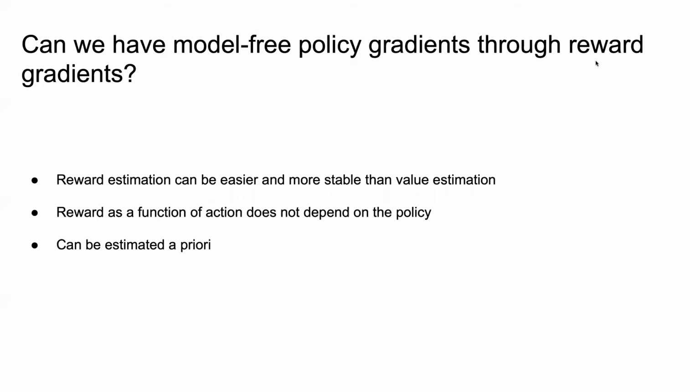Right, so it's a likelihood gradient, it's an action value gradient. How about we take the gradient of the reward? Reward estimation can be easier, more stable than value estimation. For example, the reward as a function of actions does not depend on the policy, right? So think about action value estimate. We are doing control, the pi is changing over time. The action value estimate is changing over time. That's not true for reward function as a function of action. So this way it can even be estimated a priori.